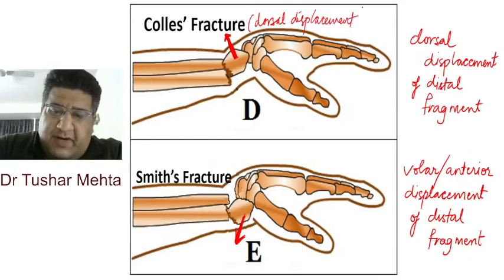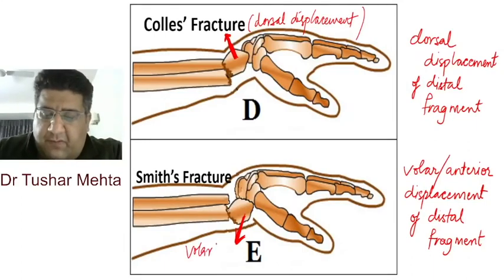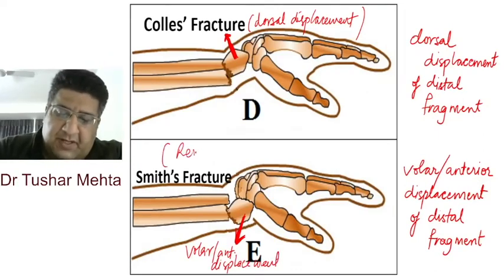So we call it Colles fracture. If the same thing goes for a volar or an anterior displacement, we call it a Smith fracture. And the interesting part is that Smith fracture is also called reverse Colles fracture.